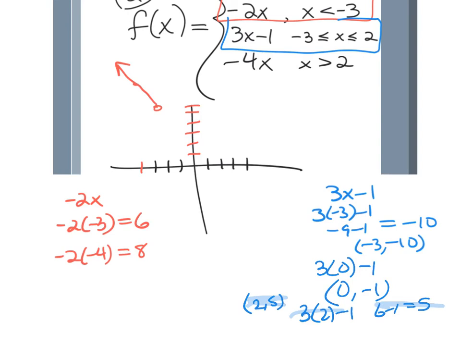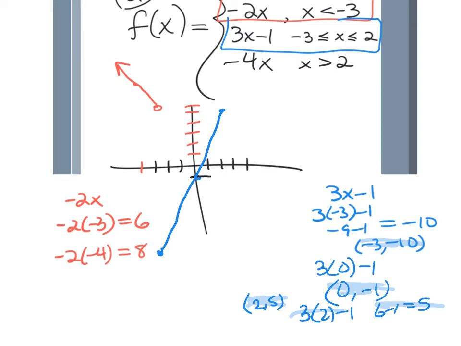I'm going to put it here. And then here. So -3, -10 is going to be way down here. Then I'm going to graph 0, -1, and then I'm going to graph 2, 5 up here. So again, this stops. So this is for the range in the middle here.